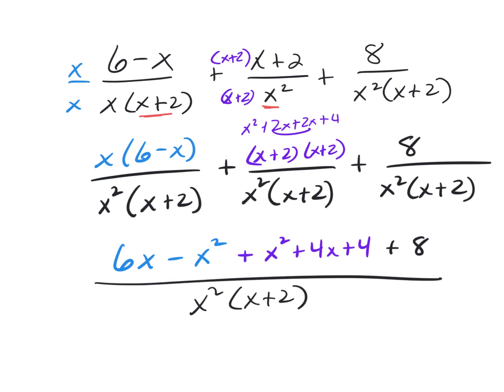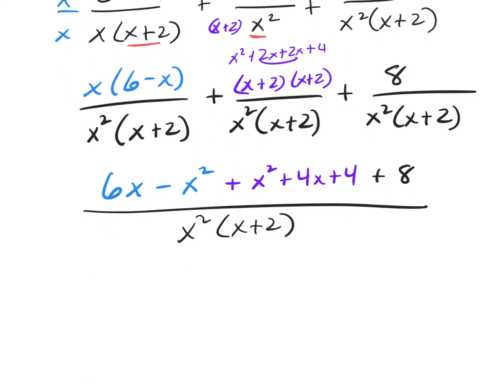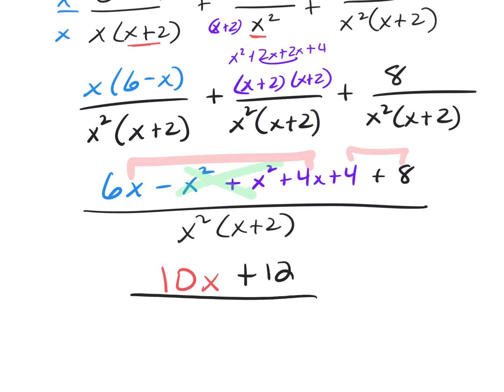And now I need to go back and look for my like terms. So notice here, the x squareds cancel. Let me just do it in highlights so you can still see through it. Okay, then I've got to go back and get my x's. So 6x plus 4x gives me 10x. Then I'm going to go back and get my constants, and I can add 4 plus 8, and that gives me 12. And then it's over the x squared times x plus 2.